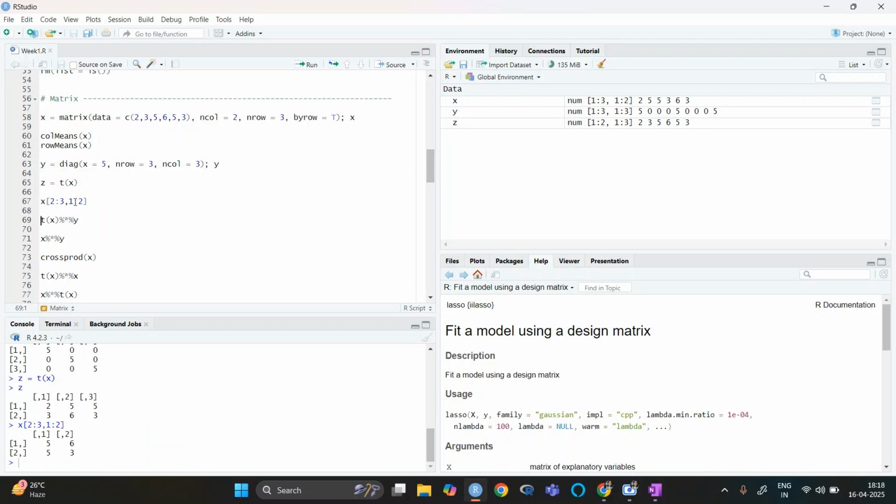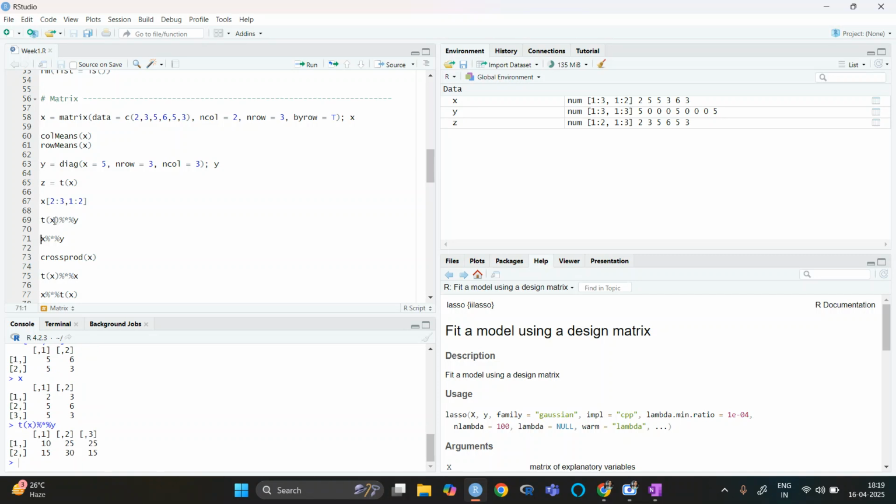Now, this is how you can take a submatrix. So you have X like that, and to access the rows or columns, what I have done is 2 to 3. The first one before the comma is for the row, and after that is for the column. So 2 to 3, basically rows 2 to 3, this one, and columns 1 to 2, so it is 5 6 5 3. So this one is your submatrix.